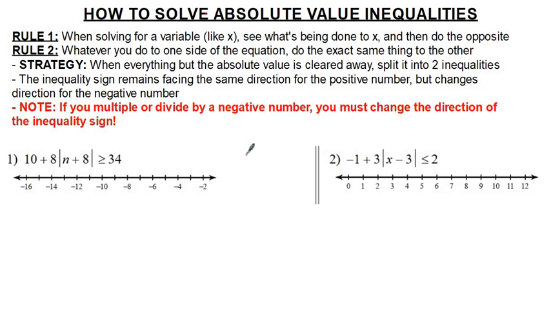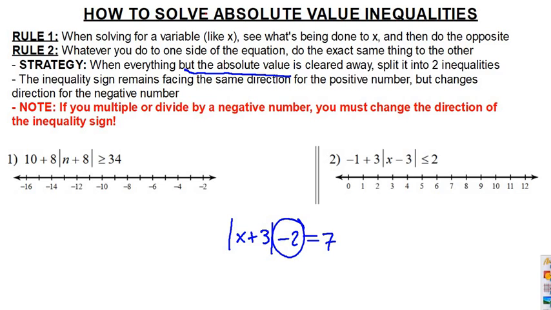So before we even do that, our rules are still the same. We still are going to cancel out the things being done to x by doing the opposite, and we'll still keep our equation balanced by doing the same to both sides. The strategy for absolute value is we need to clear away everything except for the absolute value. So for example, if I have the absolute value of x plus 3, minus 2, I need to clear away that minus 2 before I can split it.